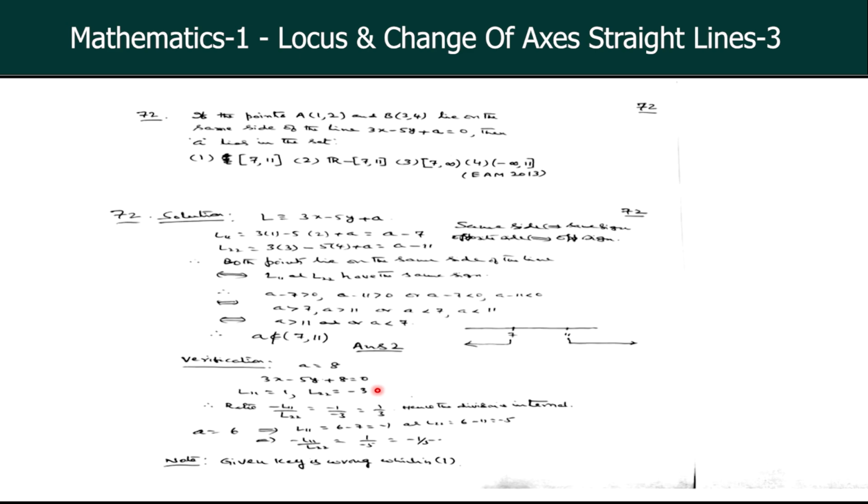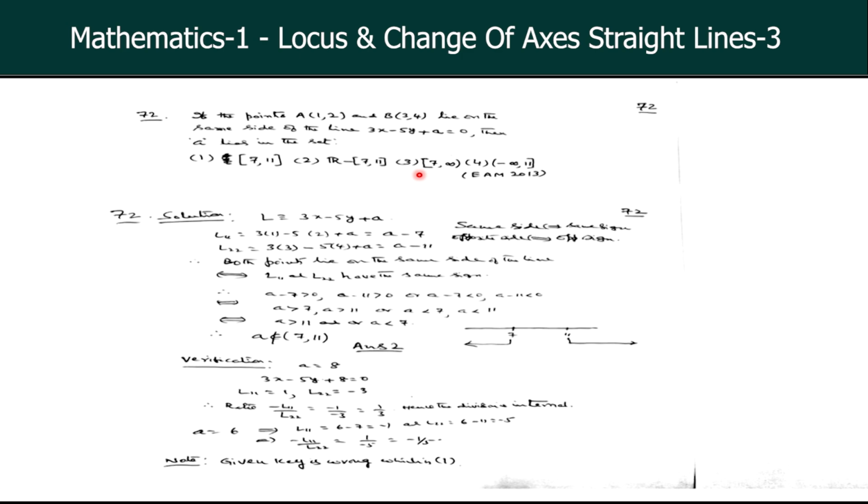Next problem, 72. If the points A(1, 2) and B(3, 4) lie on the same side of the line 3x minus 5y plus a equal to 0, then a lies in the set: 1, closed interval 7 comma 11; 2, real number set minus closed interval 7 comma 11; 3, left closed 7 right open infinity; and 4, left open minus infinity right closed 11. This is EAPCET 2013.